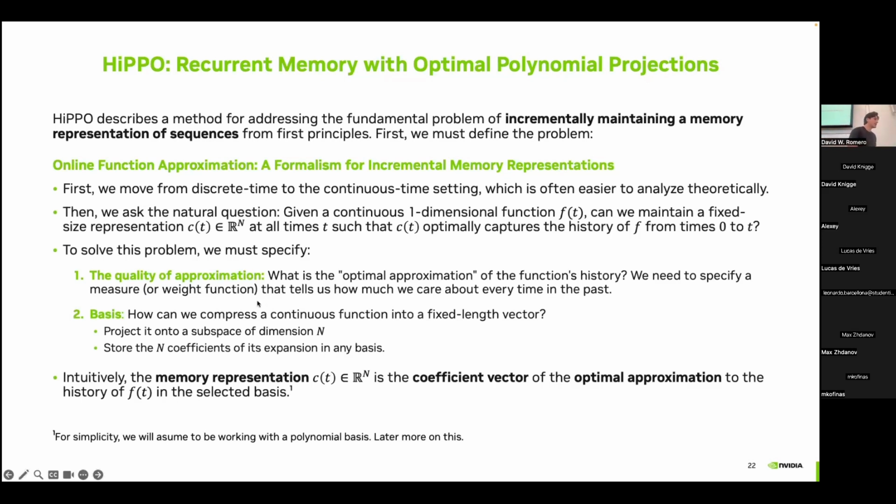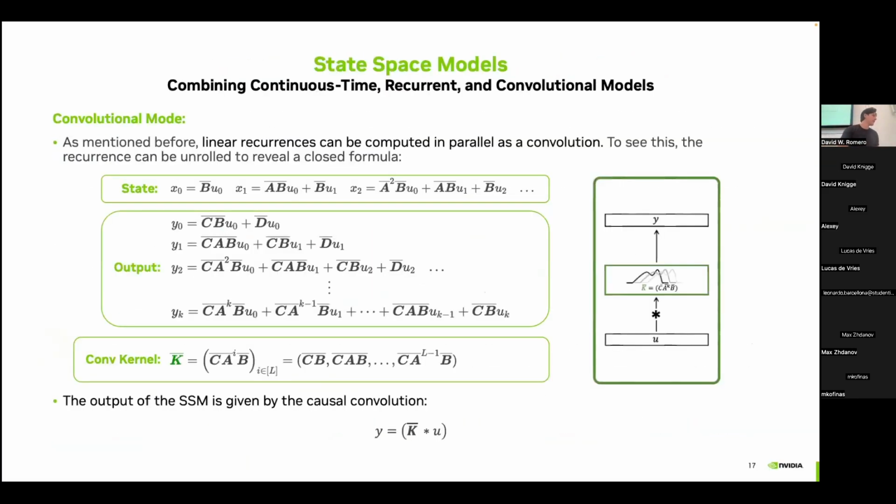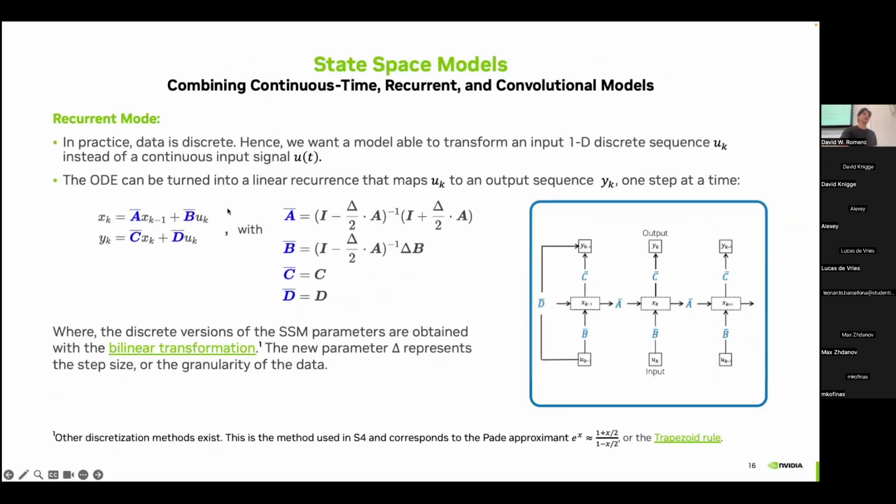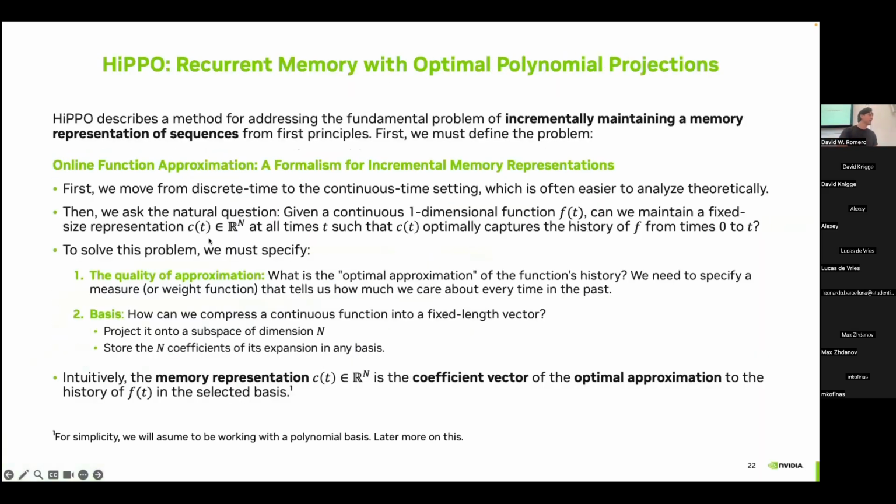And the idea here is based on two things. Given an input function, f, which is one-dimensional, we're going to project it into an n-dimensional space, right? This is what this B matrix here was doing. It's taking the input and projecting it up to a certain hidden state. So given this input function, we want to maintain a representation that lives in Rn at all times, such that it optimally captures the history of f from 0 to the current time.